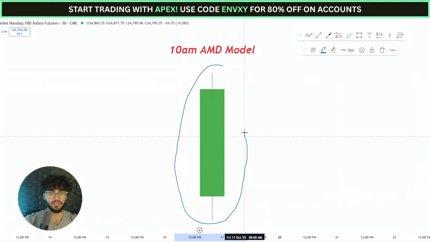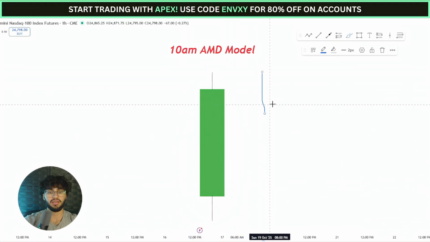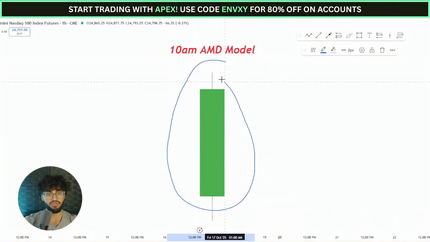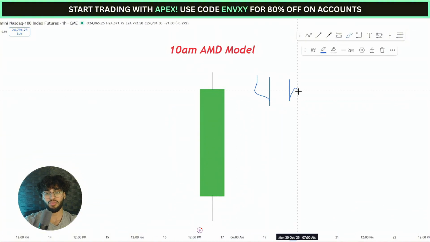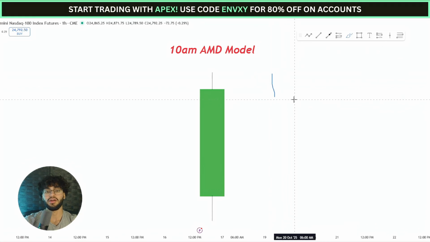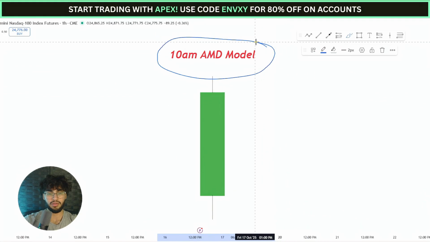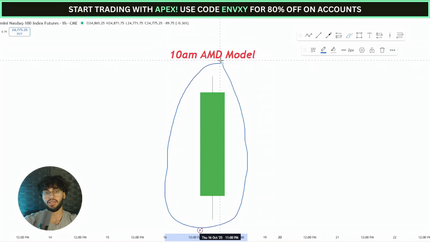So in this strategy, we're going to be trading one candle, and that being the 10 AM 4-hour candle. Now, the reason I trade the 4-hour candle instead of an hourly candle or any lower time frames is because the 4-hour candle helps you align with the higher time frame. But we'll get into the higher time frame a bit later. I just want to go through how the 4-hour candle works intraday.